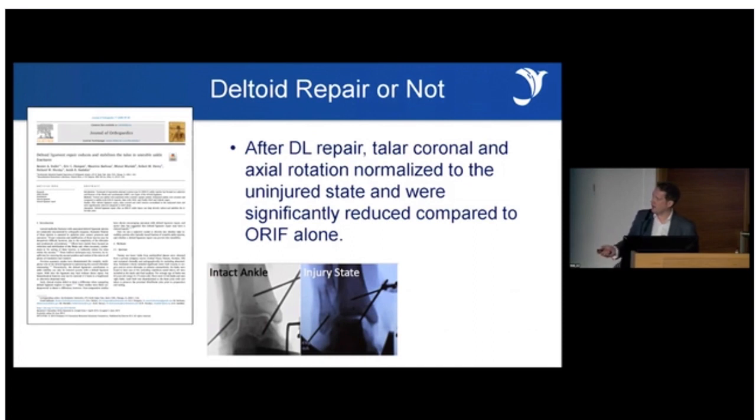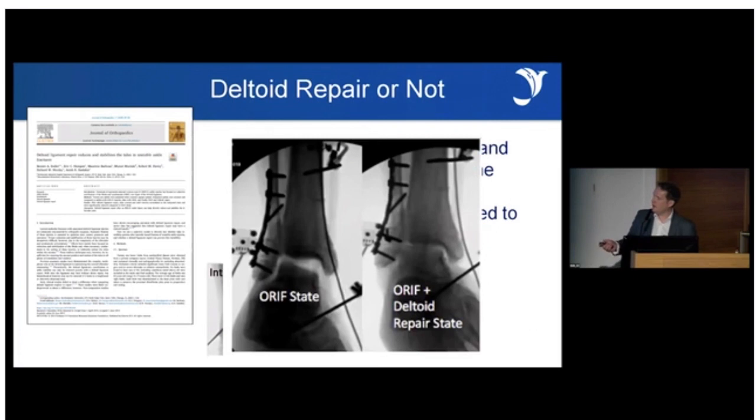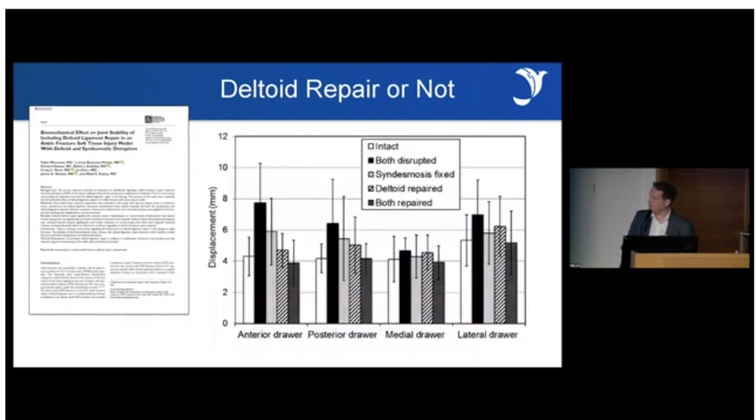So this is an intact ankle, and this is an injury state. And then if you just fix the lateral side, don't fix the deltoid, you've still got not only your instability at your talus, but also the hindfoot. Look how far this swings. That's because your sustentaculum attaches to your medial malleolus. And with the deltoid repaired, we got stability.